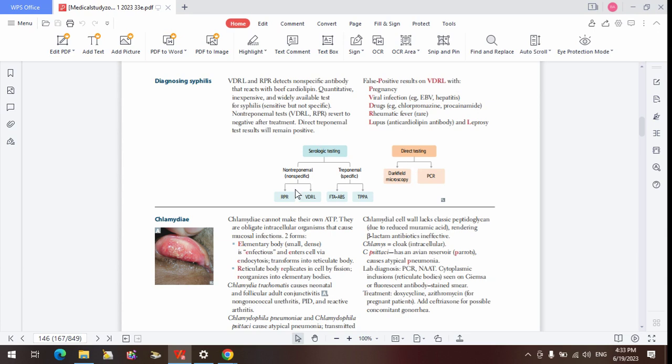Now, what are the treponemal serologic tests? So that means that in this condition, we are not looking at an antibody that is not specific for treponema. We are actually looking at anti-treponema antibody. So the tool that we use that involves this technique includes our fluorescent treponema antibody absorption test. So that is the FTA-ABS.